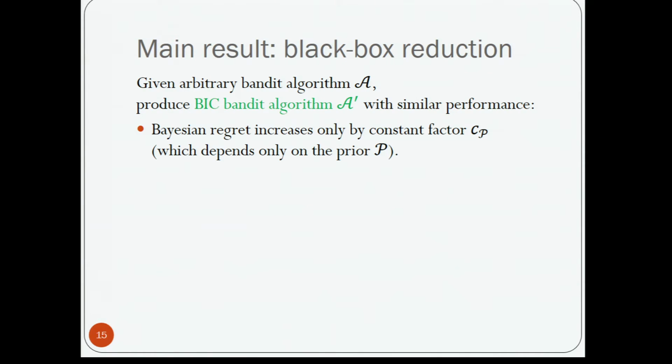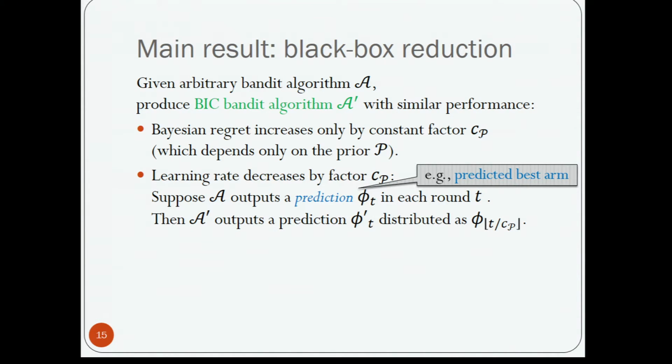Also, one could look at a version of a bandit algorithm which also outputs a prediction. Usually it's a prediction of which arm is the best arm, but it could be a prediction of something else. And we also get that kind of reduction. Our new algorithm also outputs predictions. And essentially what happens is that the speed of learning decreases by only a constant factor.